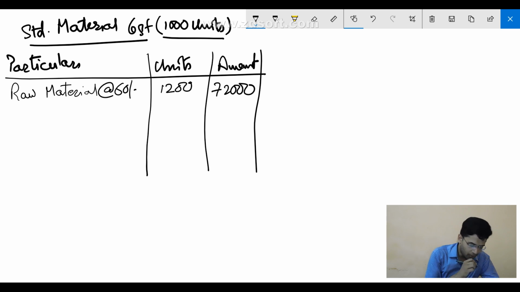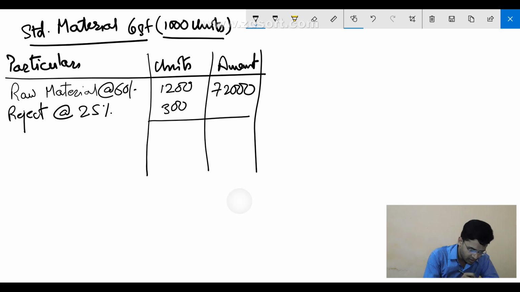Over and above this particular amount, guys, there is a reject. So there are certain rejects which are there. Rejects are at the rate of 25%. 25% of 1200 means 300. So we are actually left with 900 units at the amount of rupees 72,000.